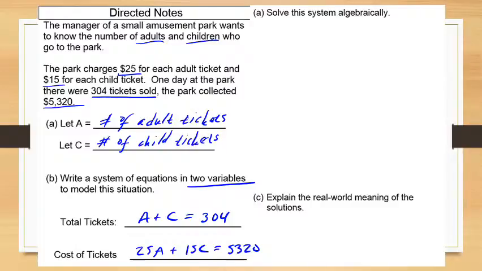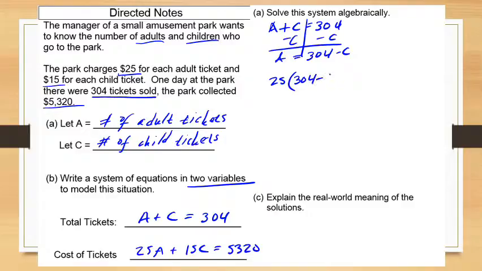So now we're going to solve this algebraically. We need to choose a variable to solve for. I'm going to take that first equation, A plus C equals 304, and just solve for A. That's just what I happened to pick this time. So I'm going to subtract C from each side. I have A equals 304 minus C. So now I can plug that into my other equation: 25 times A, 304 minus C, plus 15C equals 5,320.